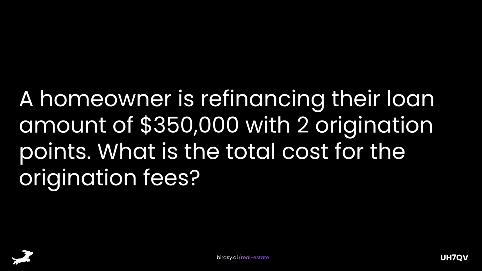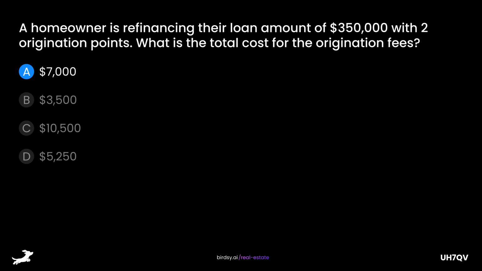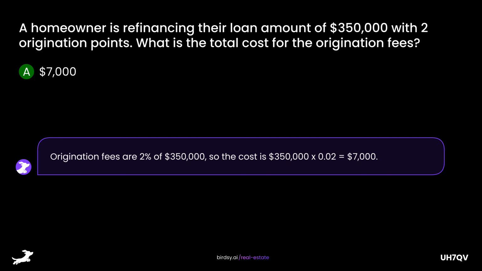A homeowner is refinancing their loan amount of $350,000 with 2 origination points. What is the total cost for the origination fees? Is it A, $7,000, B, $3,500, C, $10,500, or D, $5,250? The answer is A, $7,000. Origination fees are 2% of $350,000, so the cost is $350,000 multiplied by 0.02, which equals $7,000.